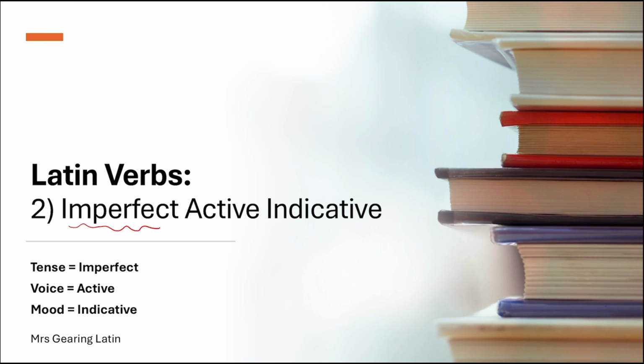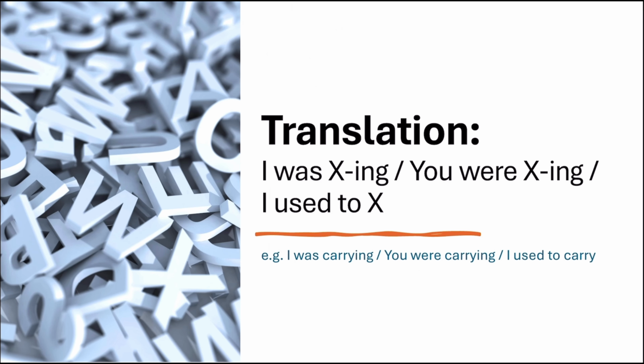So your tense here is your imperfect, your voice is active, and your mood is indicative. If any of these terms are unfamiliar to you, then click on the link coming up now. So we translate the imperfect tense as I was doing something, or you were doing something, so was or were -ing, or used to do. It's a continuous action in the past, an ongoing action in the past. So I was carrying, you were carrying, or I used to carry.